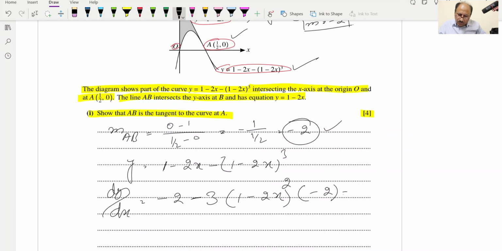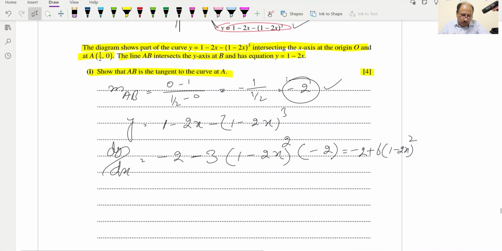This will be equal to minus 2, and minus 3 into minus 2 will be plus 6, so we can write plus 6 into (1 minus 2x) whole squared. This will be our dy by dx. Now dy by dx at point A, which has x coordinate 1 by 2. So we can write dy by dx at A, at x equal to 1 by 2.